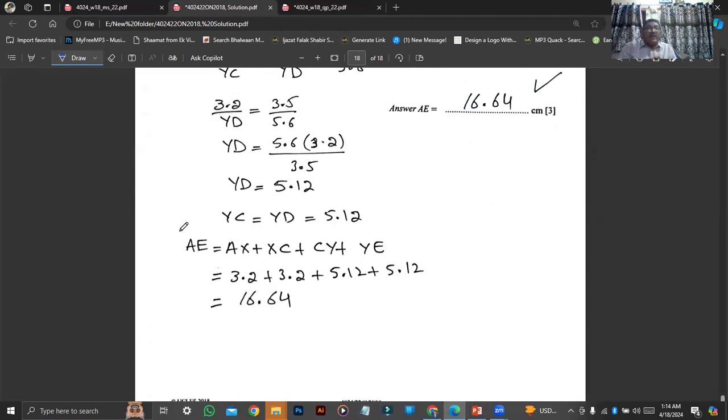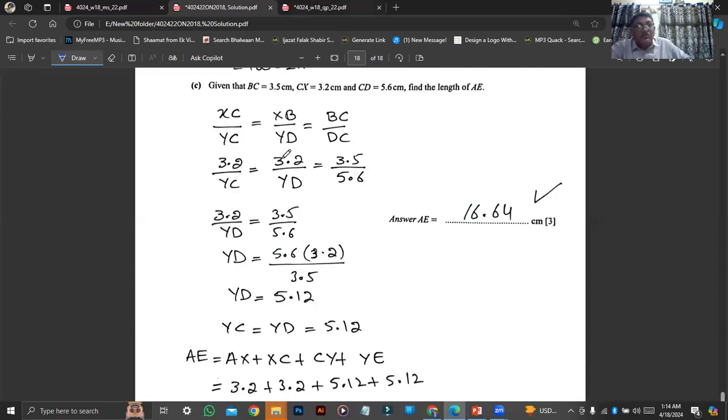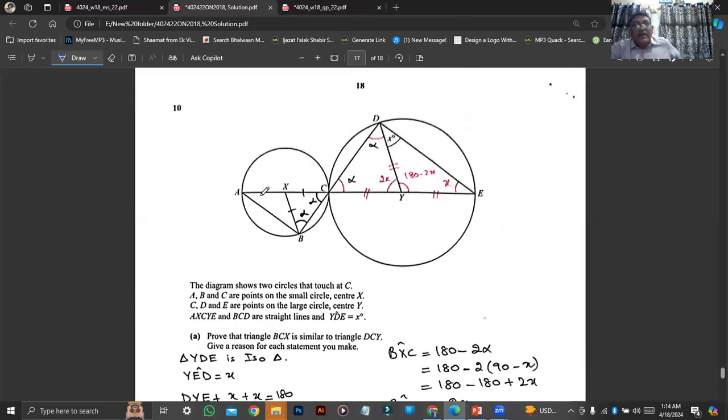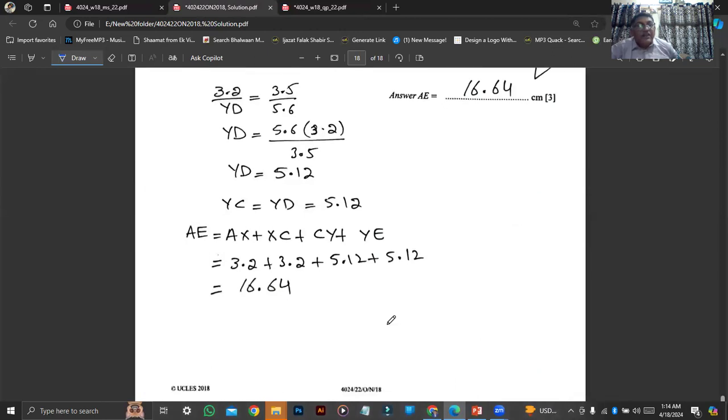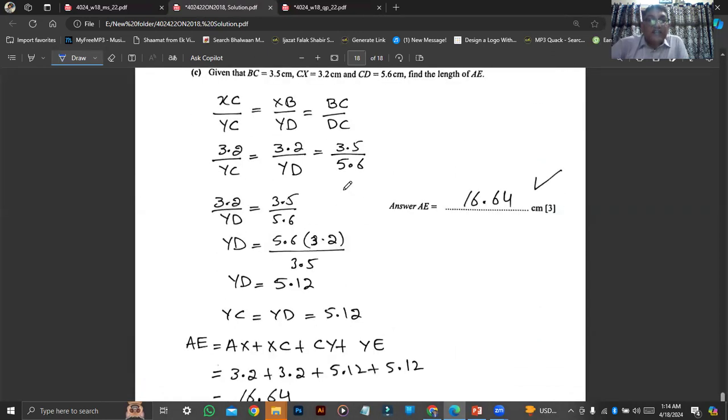Now I want to find out the AE. The AE will be equal to, I can show you from here, the AX plus the XC plus the CY plus the YE. AX is the radius of the small circle, XC is also the radius of the small circle, CY is the radius of the large circle, and YE is the radius of the large circle. So 3.2 plus 3.2 plus 5.12 plus 5.12, and that will be 16.64. So 16.64 is my answer, sir.